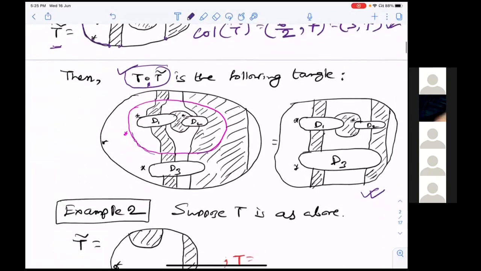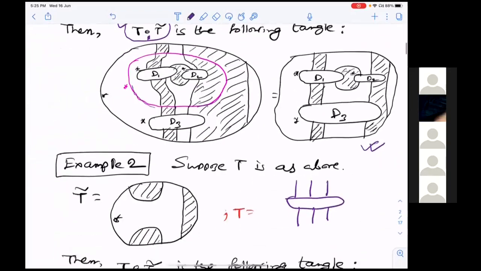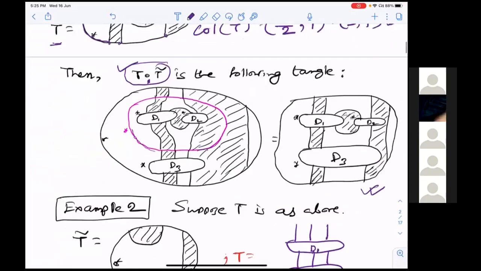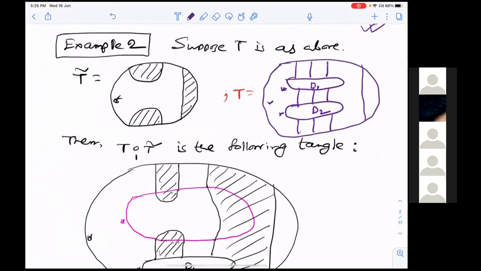1, 2, 3. 1, 2, 3. 1, 2, 3. Here also this is T1. This is T2. Okay, this is the start. This is the start. This is the setting.